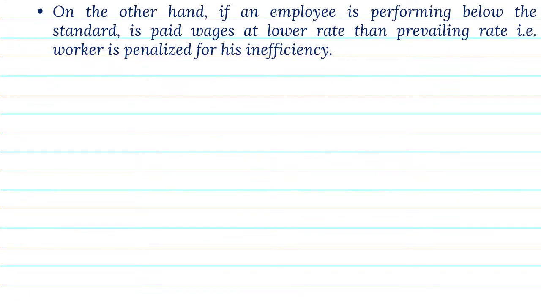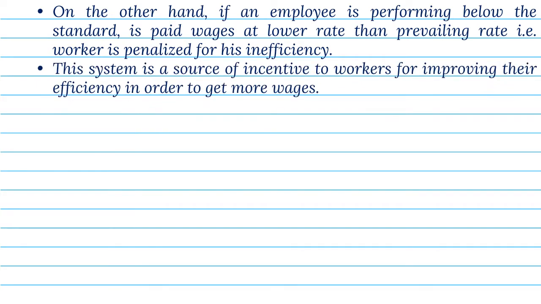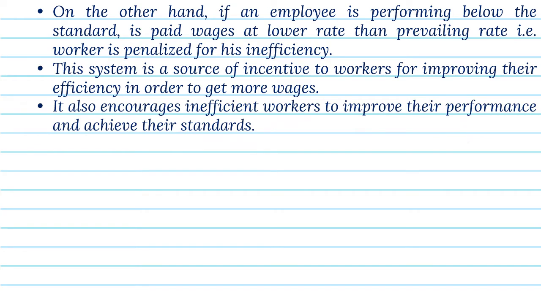On the other hand, if an employee is performing below the standard, he is paid wages at a lower rate than the prevailing rate, that is, the worker is penalized for his inefficiency. This system is a source of incentive to workers for improving their efficiency in order to get more wages. It also encourages inefficient workers to improve their performance and achieve their standards.